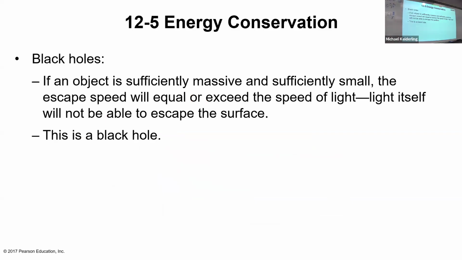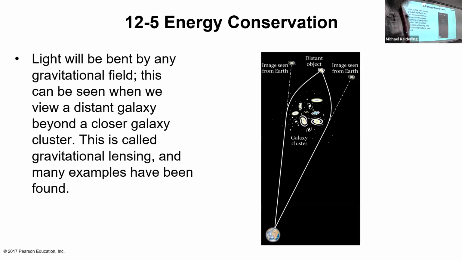Now, if an object is sufficiently massive and sufficiently small, the escape velocity will equal or exceed the speed of light, and gravity will win, and nothing will be able to escape the surface. That's a black hole. And general relativity gets weird, and there's a mathematical singularity.